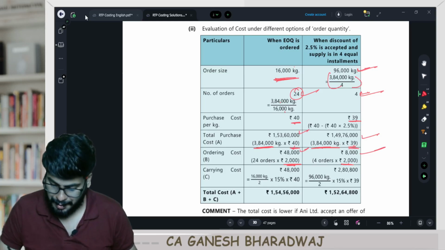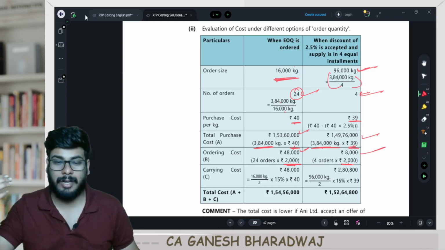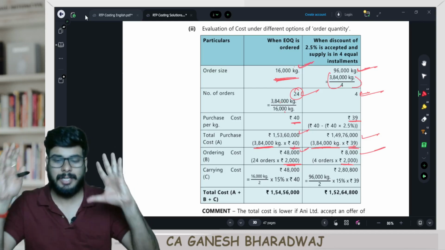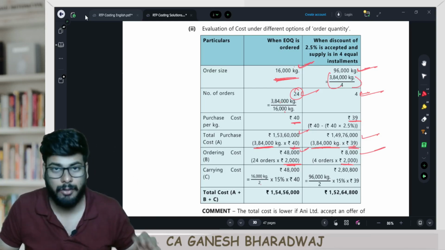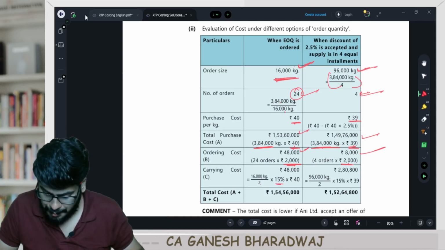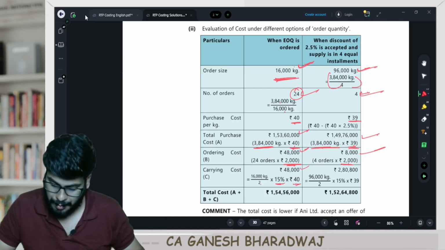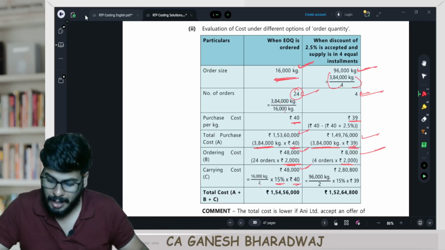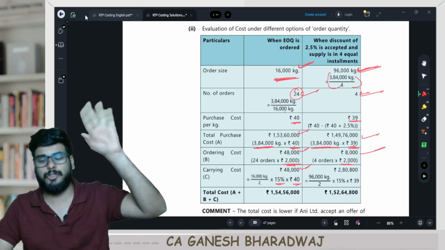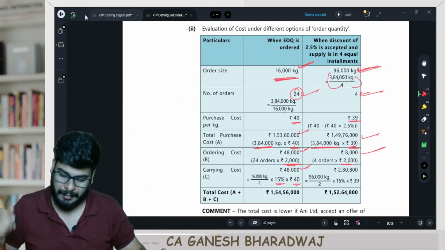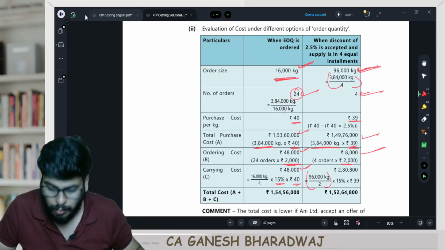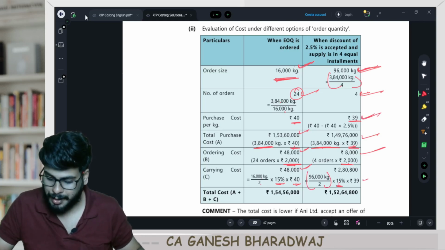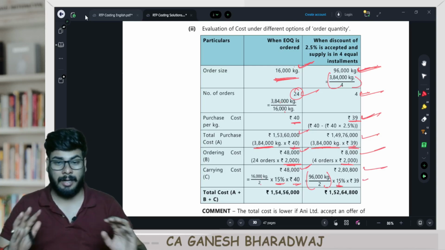Carrying cost is average inventory into carrying cost per unit per annum. Average inventory is how much? Order size is 16,000. So 16,000 by 2 is the average inventory, into 15% into 40. It's going to be 48,000 as the carrying cost under the EOQ level. Under the proposed level, how much will that be? On average, how much do I order for? 96,000. Average inventory will be 96,000 divided by 2, into 15% on the revised price of 39 rupees. It's going to be 2,80,800. Are you clear with this?